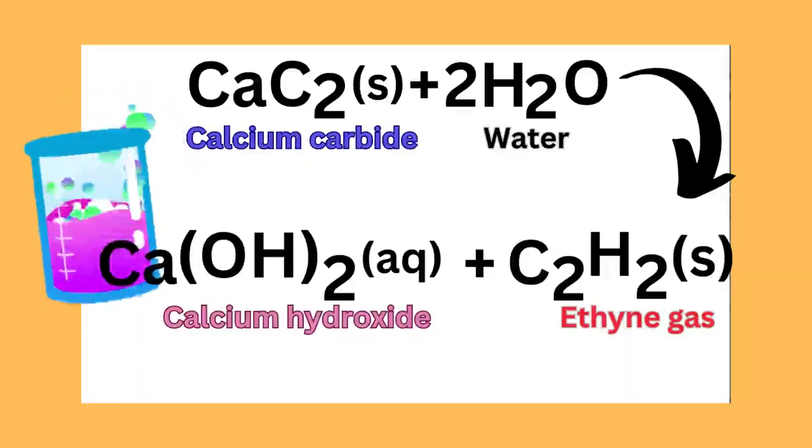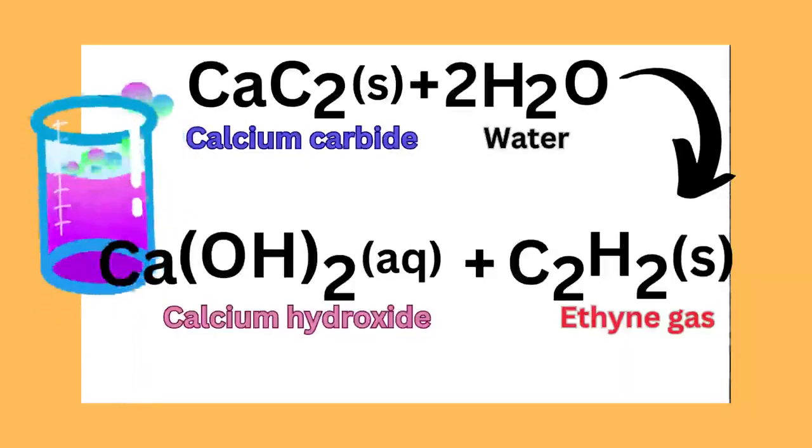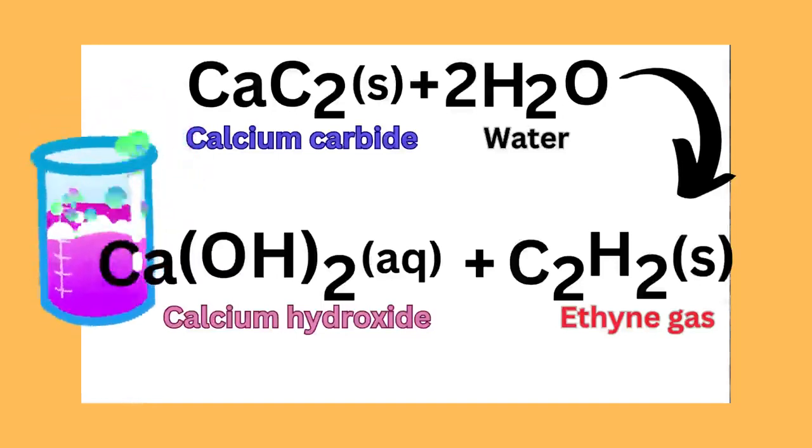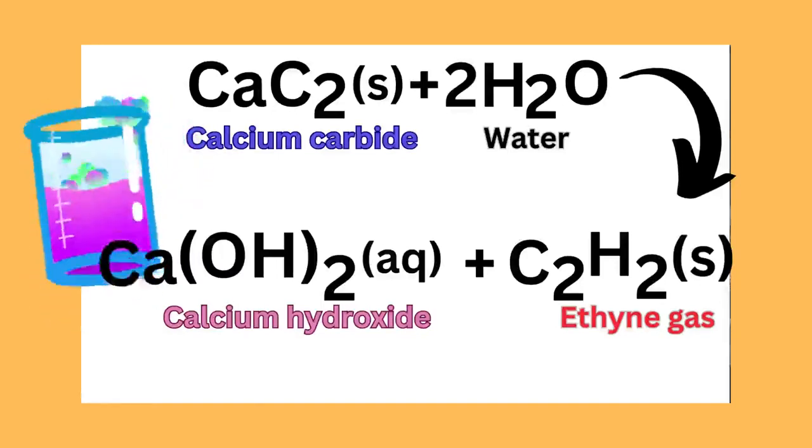And how do you prepare this triple bond in the laboratory? Simply react calcium carbide with cold water, and then you will form calcium hydroxide, and then ethyne is formed, and that side is done.